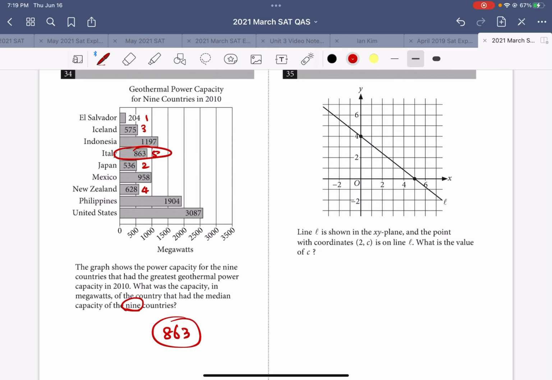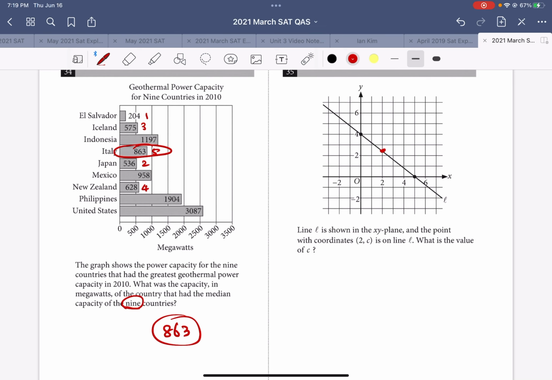The point with the coordinates 2, C right here is on line L. What is the value of C? It's hard to read it from the graph, so to be exact, you need to find the equation of line L. So the slope is -4 over 5. Okay, so y equals -4 over 5 x. Y-intercept is +4.